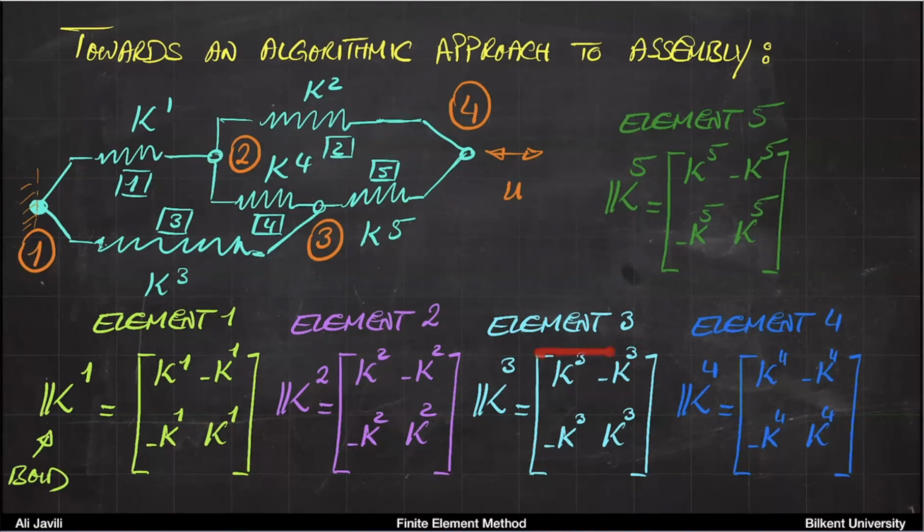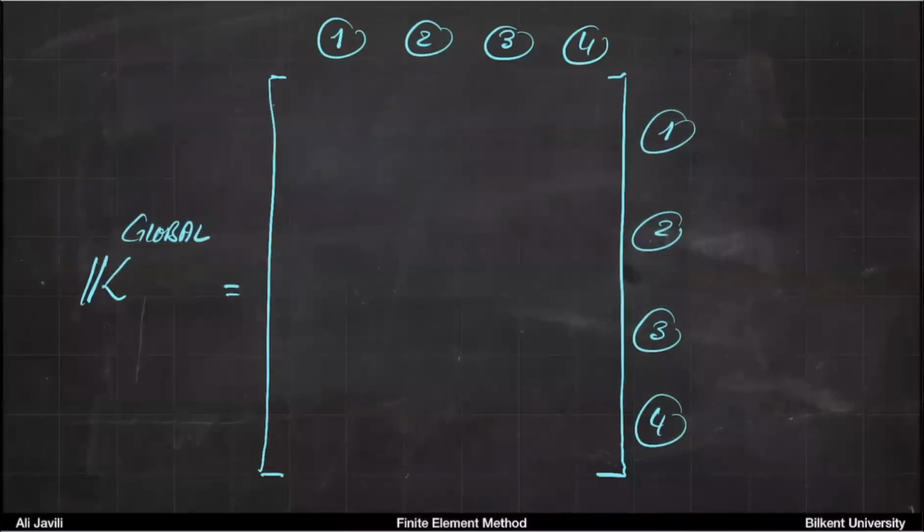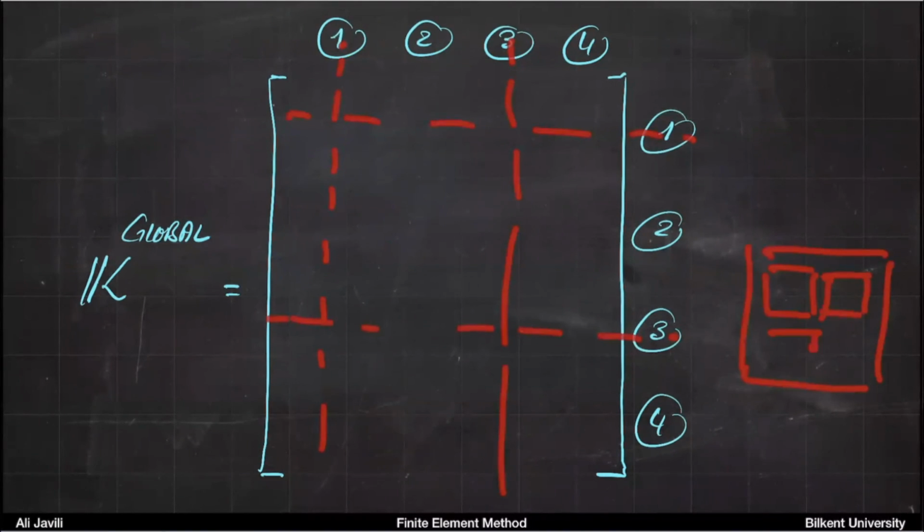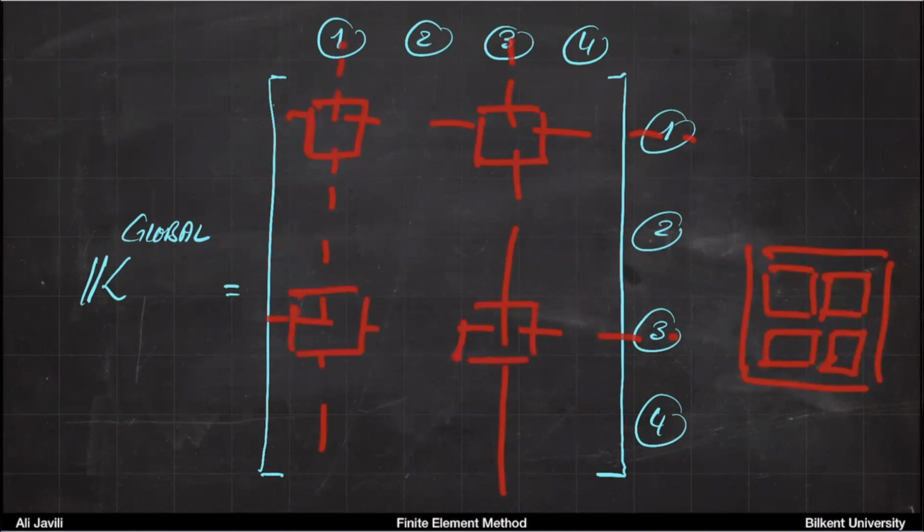For instance, think of element 3. It's here, between global node 3 and global node 1. What is going to happen later is that the components of that element 3, remember we said it's between 1 and 3, that element has 4 components, right? It has a component here, here, here, and here. Those 4 components, which are K3, minus K3, minus K3, K3, actually come and sit here, because they know their global associated numbers. Okay?